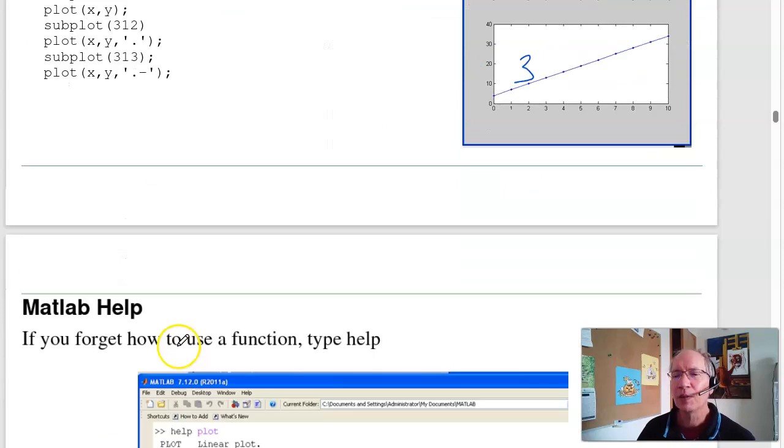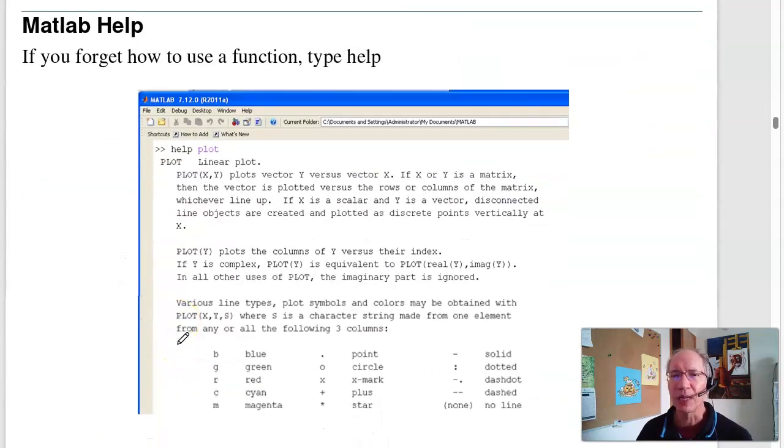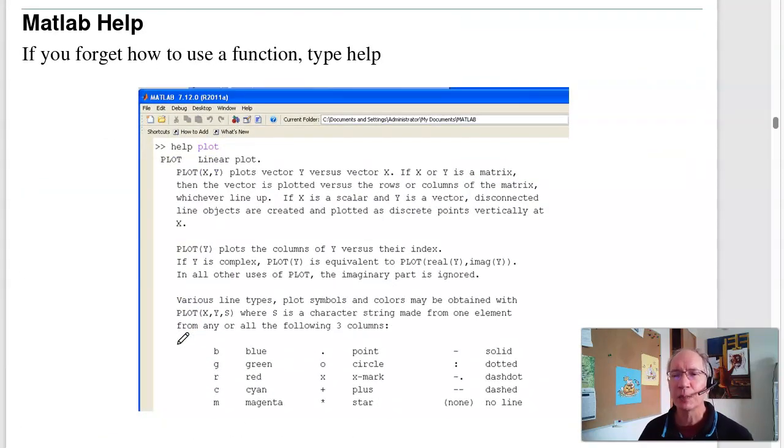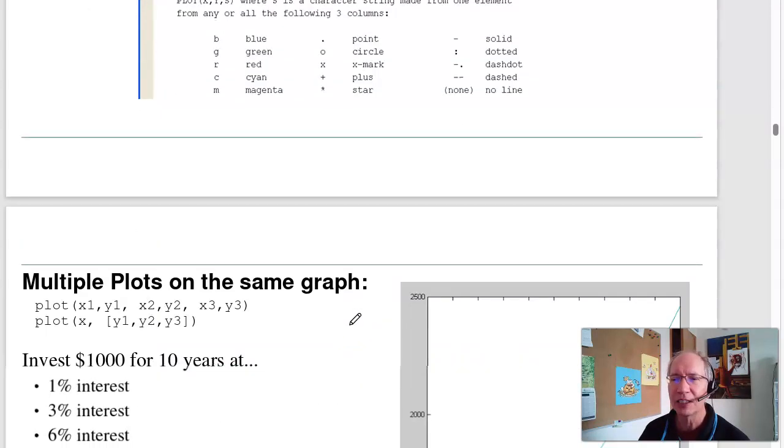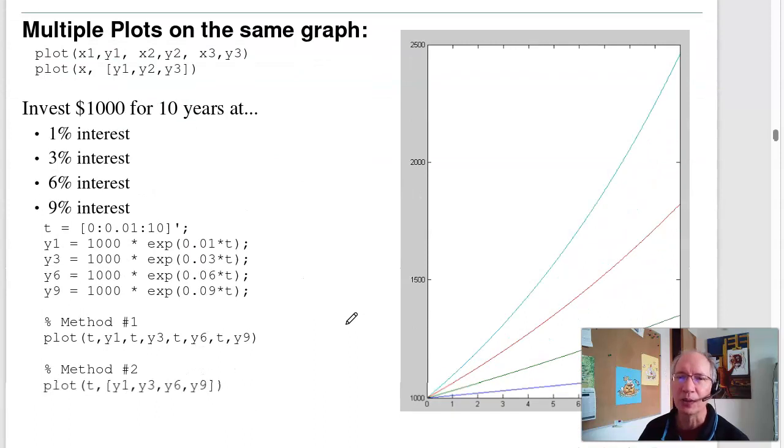Now, if you want to know all the different features of plot, Matlab has really nice help features. If I say help plot, it'll give me more information than I wanted. I can plot lines and I can specify the color of the line. I can specify how the points are marked. I can specify what kind of line it is. So again, if you ever get stuck in Matlab, just do help. And it usually tells you what you need to know. Usually tells you more than you need to know.